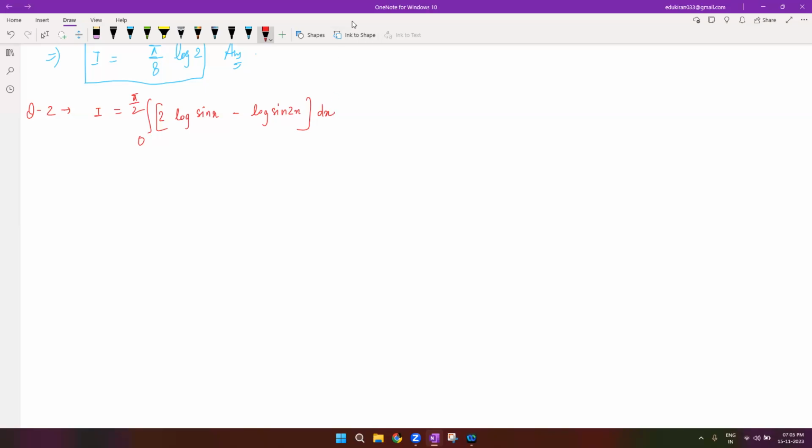To solve this, my hint would be to first simplify the logarithmic terms. You can take this 2 inside as the power of sin x, so 2 log sin x becomes log of sin square x. And then this is log a minus log b. Please try to simplify the expression first, and then apply the property. You have 2 minutes. Everybody, please start solving the question.